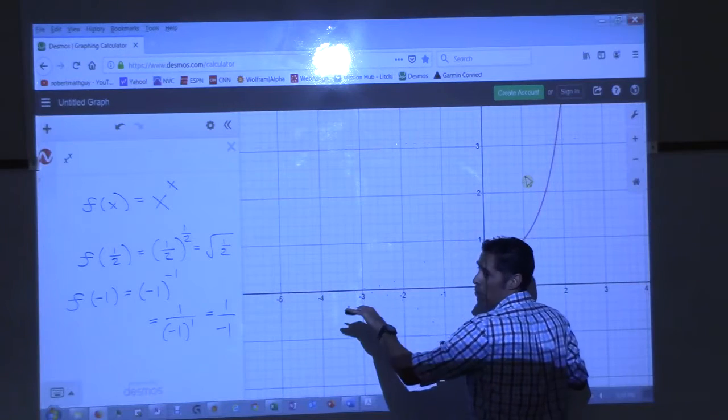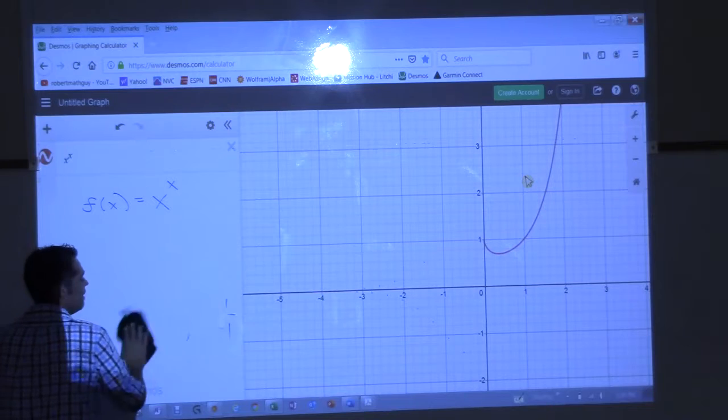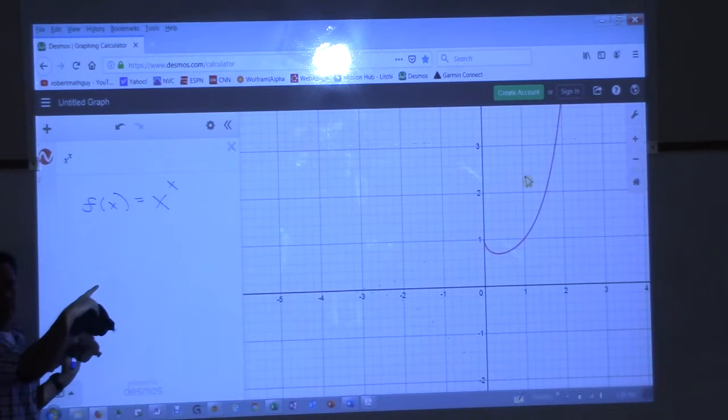So we don't go that way. We just stay away from it. On a problem like this, our implied domain would be x greater than 0.